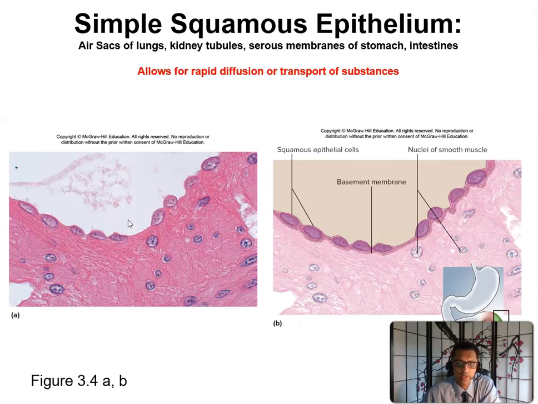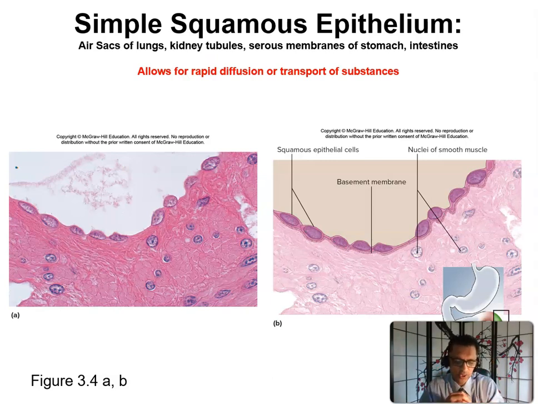So you have simple squamous epithelium, which are found in the air sacs of lungs, kidney tubules, serous membranes of stomach and intestines. And what's the purpose? So when you study this, you want to know, okay, what's the name? Simple squamous. Simple meaning one layer. Squamous being square shaped. And it allows for rapid diffusion or transport of substances. So you can see by just having one layer, you can easily transport substances back and forth. And you're like, okay, well, that makes sense. Well, the lungs and the kidneys need something that's simple like this to transport material back and forth.